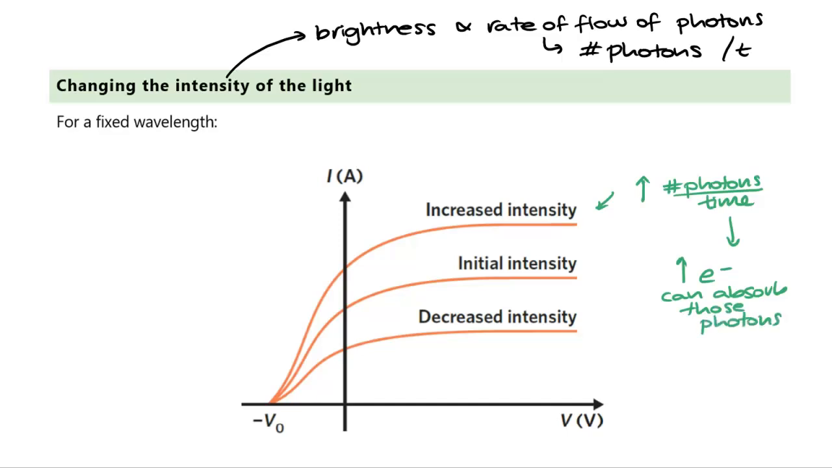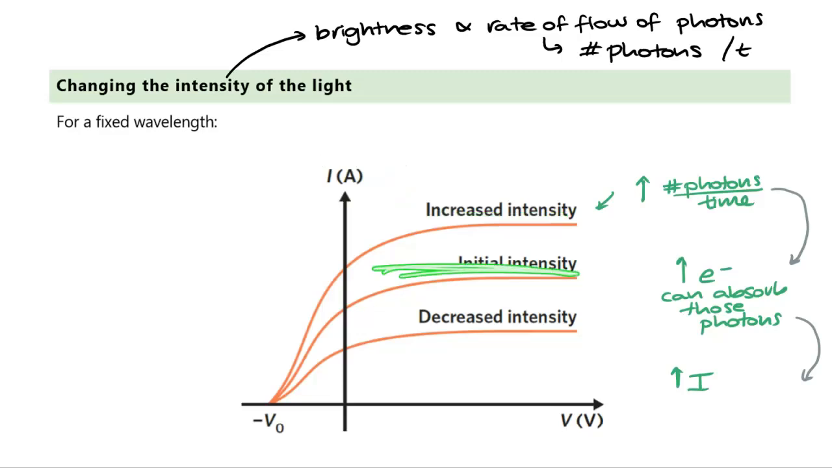And more electrons moving through our circuit means, these arrows are indicating the direction of our logic here. They're not saying something's decreasing. So more electrons able to absorb those photons means that we have a greater current, and that's these larger values of the current we're measuring here.